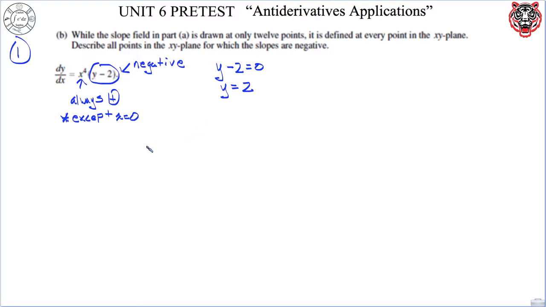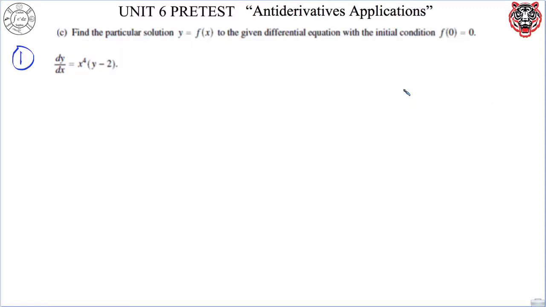So I need to say something along the lines of, if x is not equal to 0 and y is less than 2, then you can say slopes are negative. And usually for slopes you can say dy/dx is less than 0. So if you have x not equal to 0 and you have y less than 2, then give yourself 1 point, plus 1.